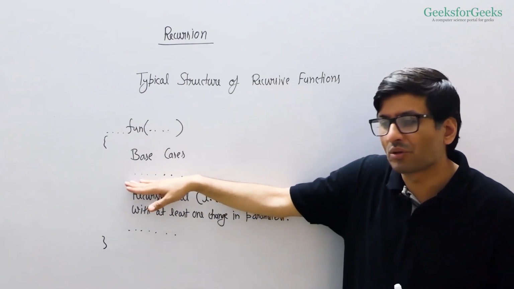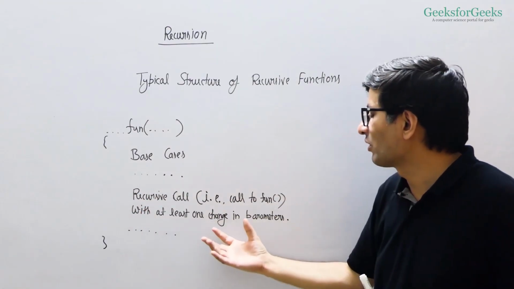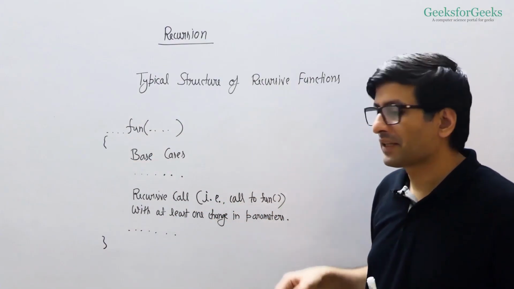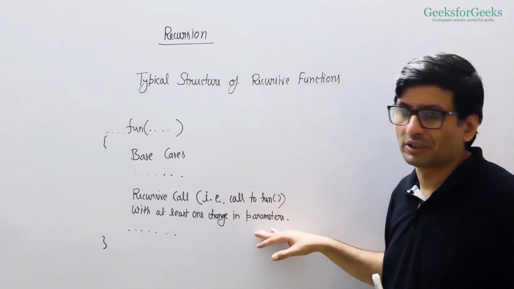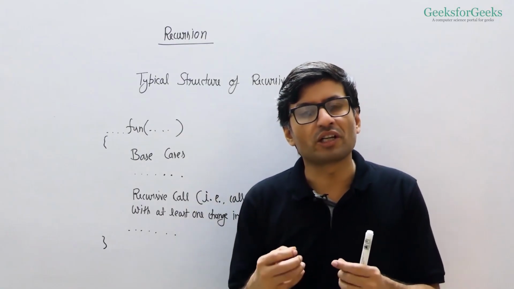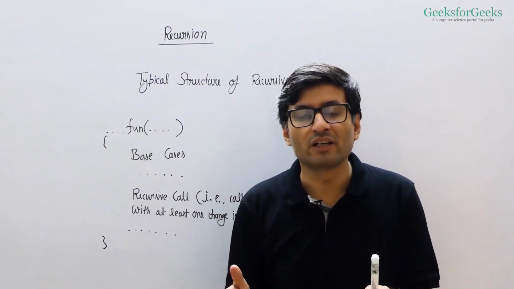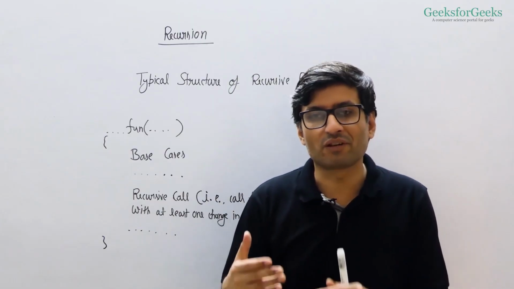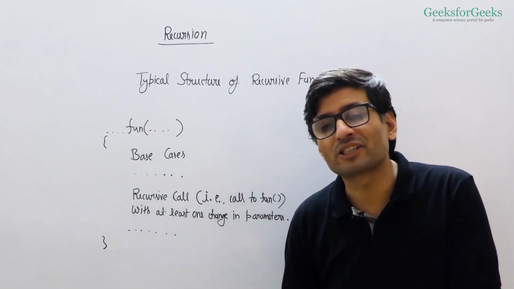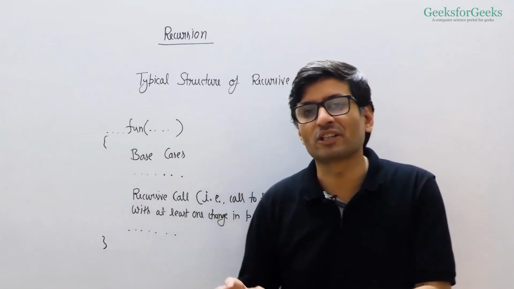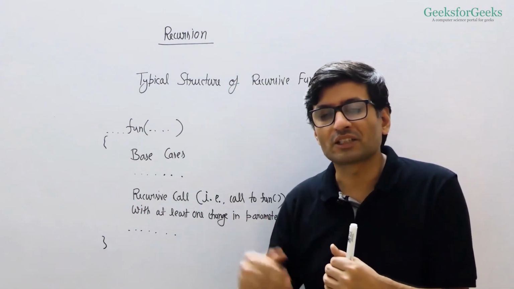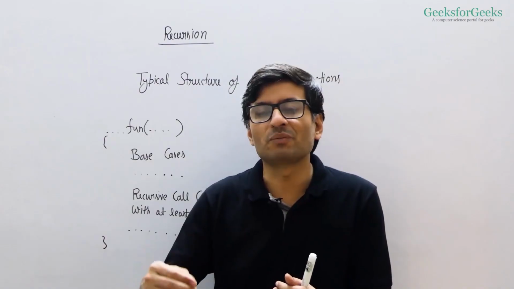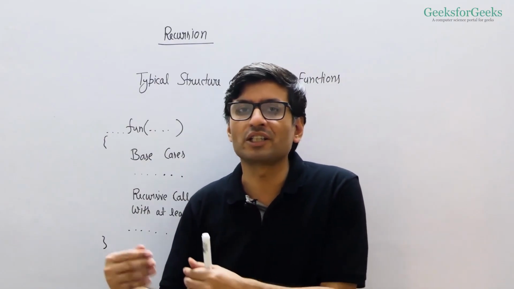After base cases, we write some code and then we make a recursive call to the same function. We make a call to fun itself. And here I've written it with at least one change in parameters. What it means is, if you are calling a function fun, say with a parameter n, and if you call it with n again, then it's not going to terminate. If you've written base cases in terms of n, unless you are using some global variables to terminate, which we generally don't do. So if we are passing parameters, then we must change these parameters, and when these parameters are being changed, they keep on changing, and there comes a point where they reach the base cases.